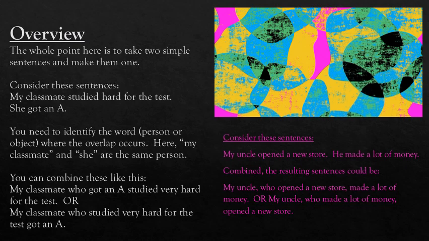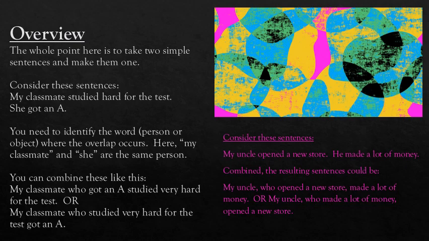Now, there's going to be what I call a point of overlap. So basically in each of those sentences there is something that can be the same thing. So if you look at my classmate studied hard for the test, she got an A. Well, it looks like she and classmate are the same person. So now you want to combine these sentences knowing that she and classmate are the same.